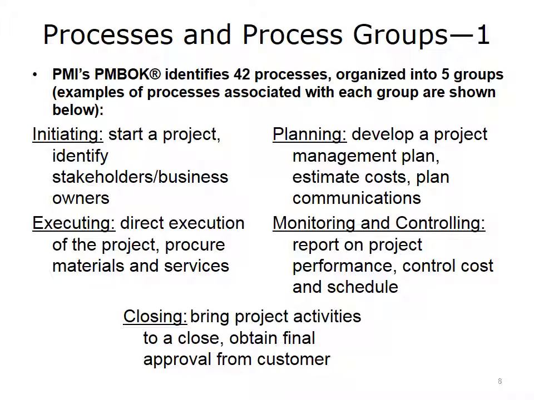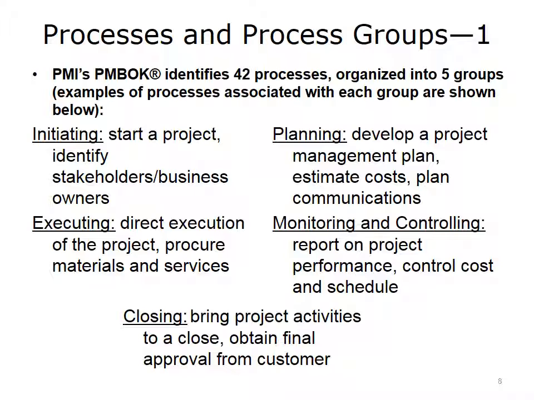The first set of common elements is processes, and again, the Project Management Institute's body of knowledge identifies 42 such processes, and because there are so many, it is very helpful that they are organized into 5 groups. On the screen, we are showing examples of each of the groups, and you can see that they form somewhat of a sequence. In other words, there is a group related to initiating processes, which has such information as how to start a project, what are effective ways to identify stakeholders, and so on.